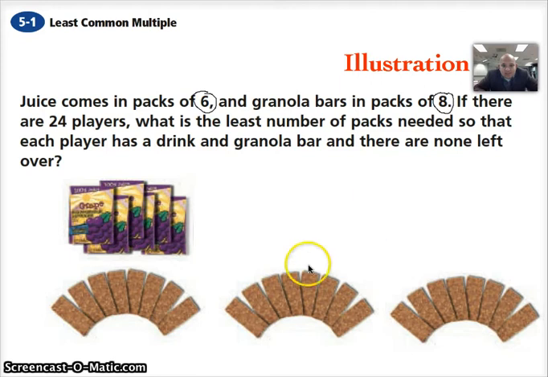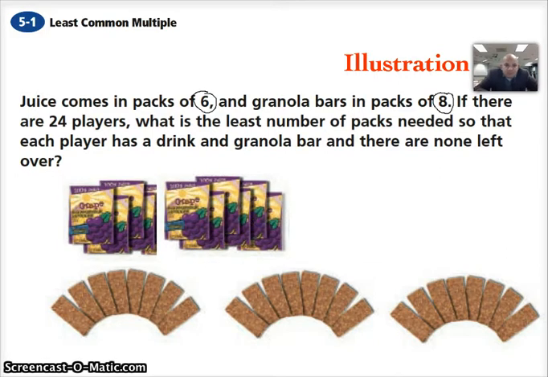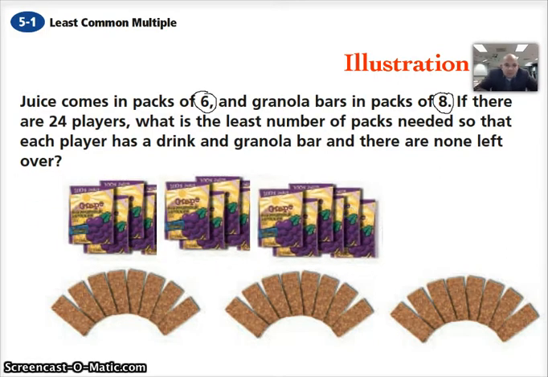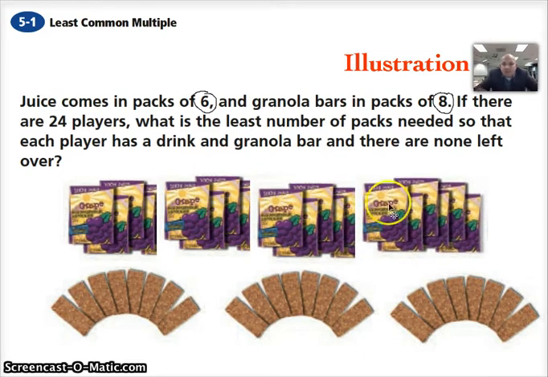And yes, it does. So how many packs of juice boxes do we need in order to get 24? Well, we need 4 total. So here we go. We've got 4 different packs, which equals 24. And here we've got 3 packs of granola bars, which also equals 24. 24 represents the least common multiple of 6 and 8.